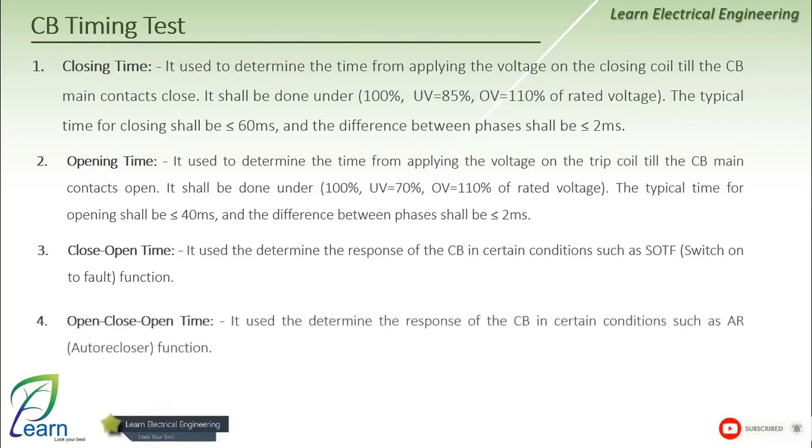The last time I have is the open close open, through which I can determine the response of the circuit breaker under certain conditions, like auto reclosure. I want to see the response of the circuit breaker if the breaker trips due to, for example, a fault on the line, and then the auto reclosure function activates and gives an auto close command to the circuit breaker while the fault still exists on my line.